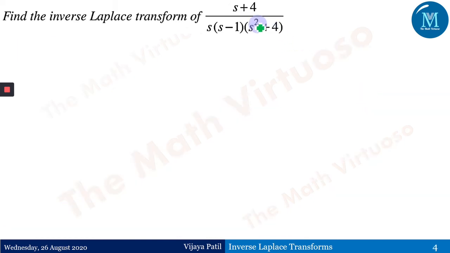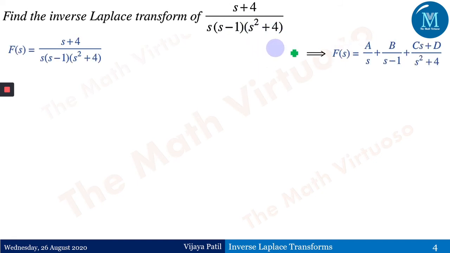Okay, the next example is s plus 4 upon s into s plus 1, s minus 1 into s square plus 4. We are doing the same thing here. Again it is s minus 1, s square plus 4. According to the previous explanation I have given, we write a, b, and cs plus d. Now I can calculate the value of a and b using the hiding method, because they are linear factors, and therefore we will calculate these beforehand.